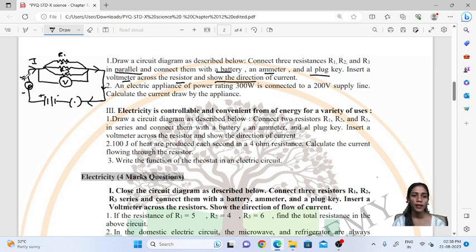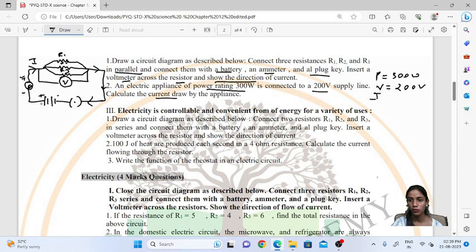Next question: an electrical appliance of power rating 300 volts is connected to a 200 volt supply line. Calculate the current drawn by the appliance. So this is a problem you need to solve. First of all, we have to write what is given in the question. Power rating, so P is given as 300 volts. Then what is given is the potential difference, 200 volts. Calculate the current.